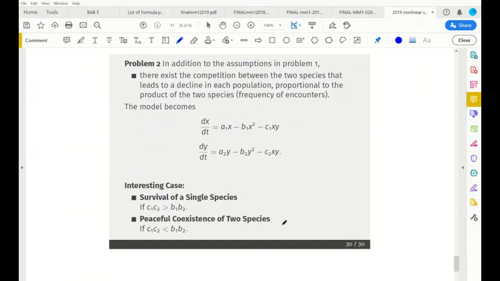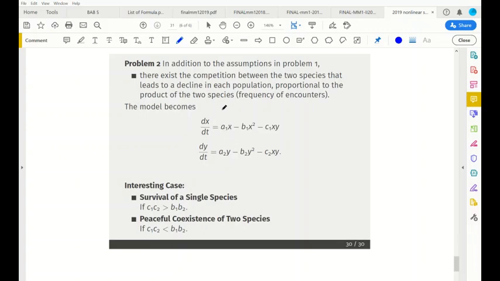In addition to the assumptions in problem 1. Actually in problem 1, I mentioned that there is no competition between the two species, species x and y. So now if we have the competition between x and y, if we see here, the first and the second term is actually the same as in the previous problem. It is the competition between the same species. Here is growth at a natural rate.